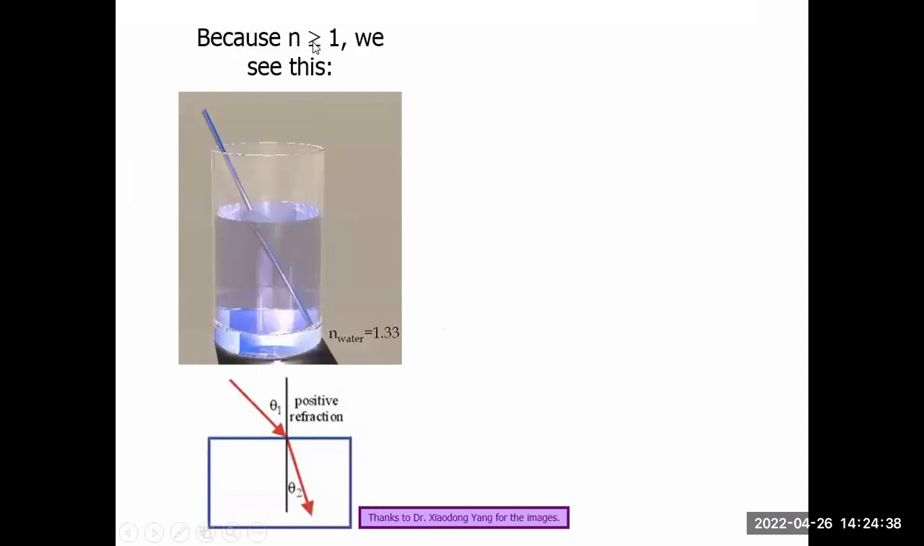Because n is greater than or equal to 1, we see this. The image of the refracted one in the water is slightly larger compared to the one displayed in the air, outside. Diba? So, sabi natin, refracted bending siya. So, dito, isusolve natin yung index of refraction, kung anong angle yung nakukuha natin, yung mga value na nakukuha natin.